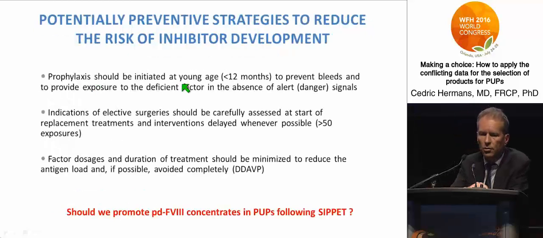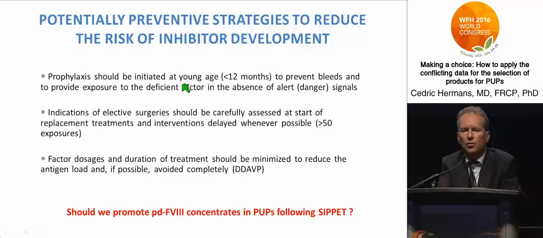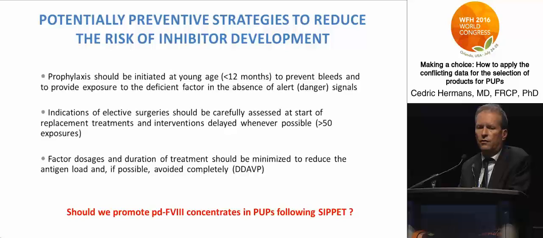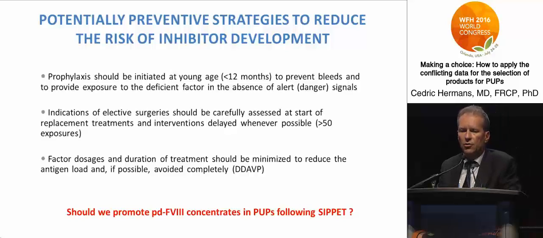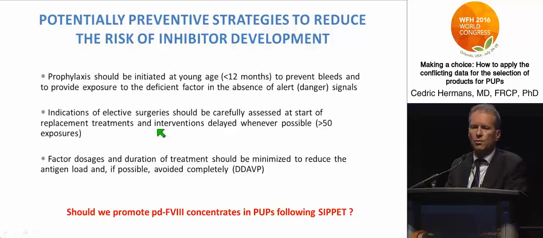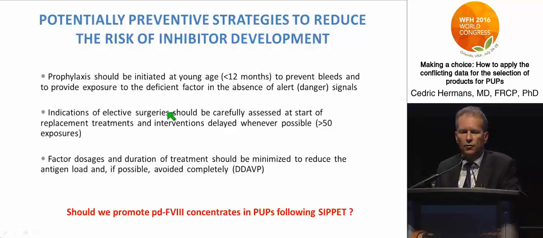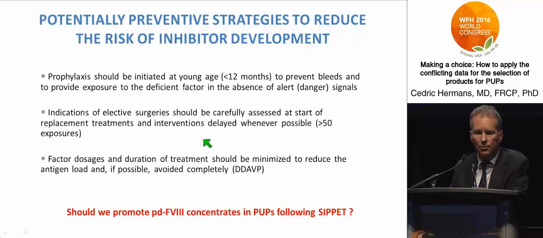There are also some potential strategies to reduce the risk of inhibitor development, and I think we should do everything possible to follow them. Prophylaxis should be initiated as soon as possible to prevent bleeds and to provide exposure to the deficient factor in the absence of danger signals. Indication for elective surgery should be carefully assessed at the start of replacement therapy, and interventions should ideally be delayed whenever possible, later than 50 exposure days.